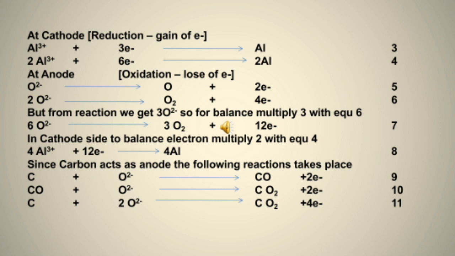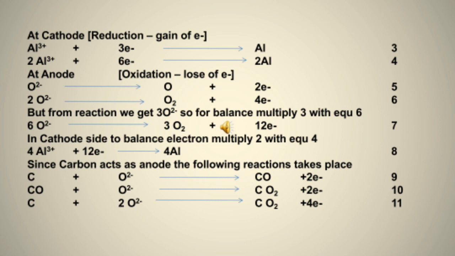Now you refer to the second equation. How many oxygen 2 minus is obtained? On referring to the second equation, how many oxygen 2 minus do you get? 3 oxygen 2 minus you get. So for that purpose only, we are going to multiply the sixth equation with 3. So that we are getting 6 O2 minus, 3 oxygen O2, and plus 12 electrons. This is equation 7.